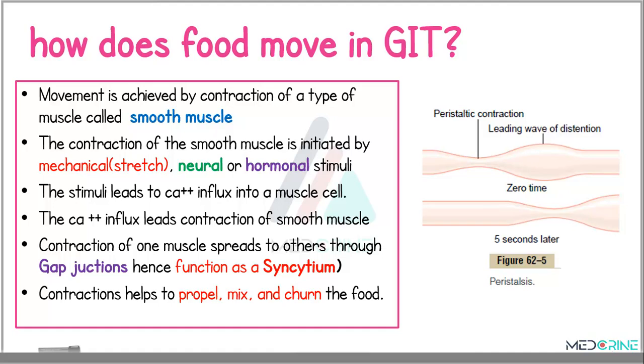The movement of food in the GIT is achieved by contraction of a type of muscle called smooth muscle. This contraction is initiated by a mechanical stretch or neural or hormonal stimuli, and this stimuli leads to an influx of calcium into the muscle cells. This calcium influx causes a contraction of the smooth muscles, and contraction of one muscle spreads through the gap junctions, hence what we call a syncytium. These contractions help to propel, mix and churn the food.